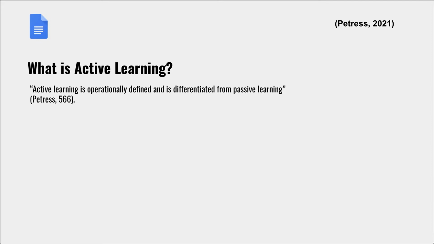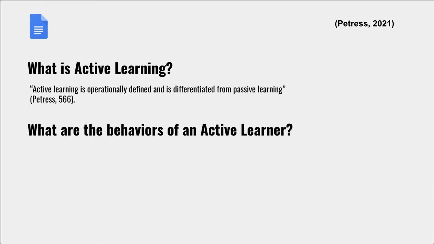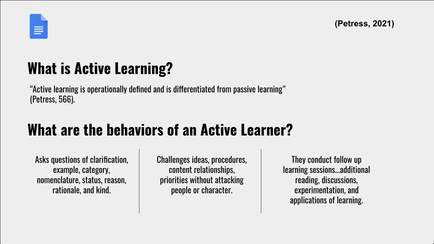But in Petrus's article, he actually outlines several key behaviors that are indicators of active learning in students. And I'd like to look at those now. So what are the behaviors of an active learner? First, they ask questions for clarification. They provide examples, right? And they basically reason out things and provide rationale.